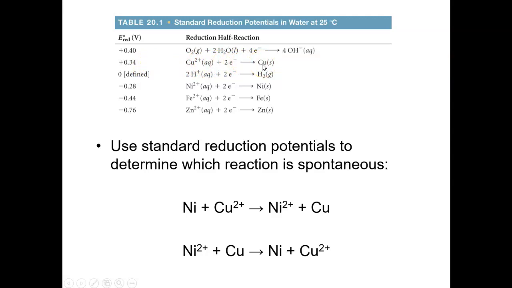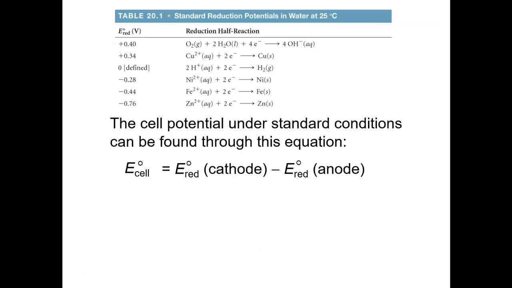It will be the cathode, because remember reduction occurs at the cathode, and the nickel will be in the anode. And so the top reaction is going to be the spontaneous reaction. And we already know that because that is exactly what the activity series told us. However, now we can go on and calculate a cell potential for this cell.